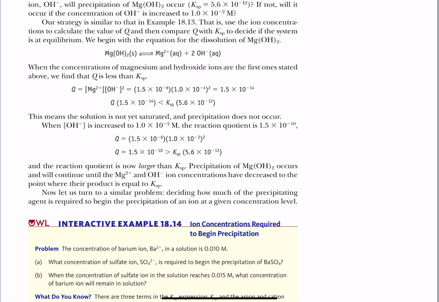notice, and this is a common point of misunderstanding, the hydroxide molarity is not twice the magnesium molarity, because the hydroxide molarity did not come from magnesium hydroxide. It came from some other source. And the magnesium molarity did not come from magnesium hydroxide, but from some other source. So the stoichiometry doesn't show up here. However, it is squared. The hydroxide molarity is squared because that's required by definition of the KSP expression.